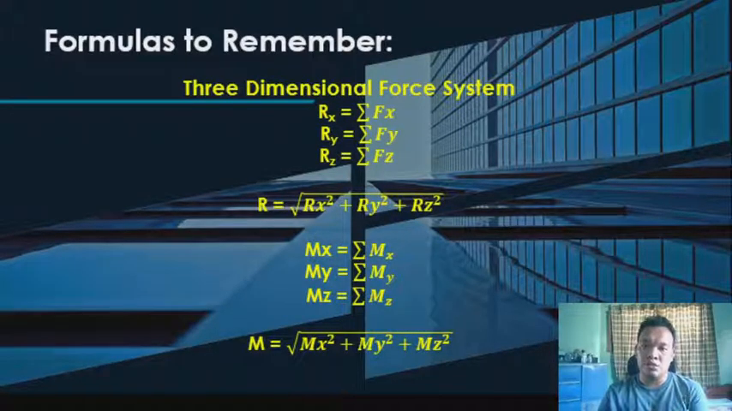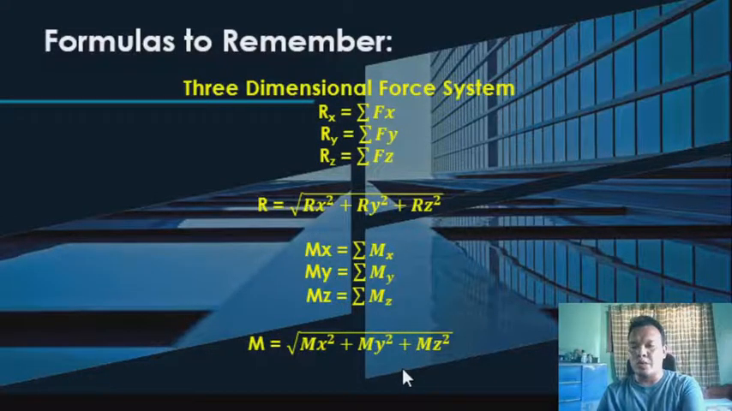Then, for the moment, we have three moments, no? Because it's three-dimensional, at a single point we have the x-axis, y-axis, and z-axis at that point. So, to moment the force, we need to take the moment about the axes of that point. We have Mx, which is equivalent to the summation of moments about the x-axis. Then, My is the summation of moment about y. Then, Mz is the summation of moment along the z-axis. Then, the total moment will be the square root of Mx squared plus My squared plus Mz squared.